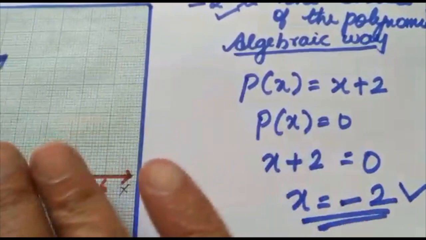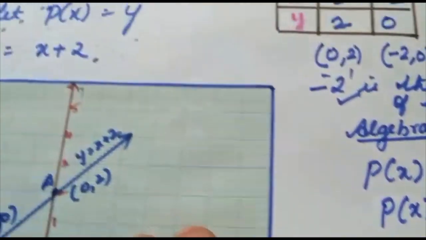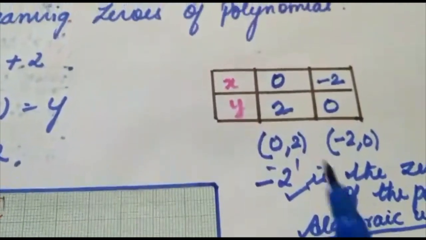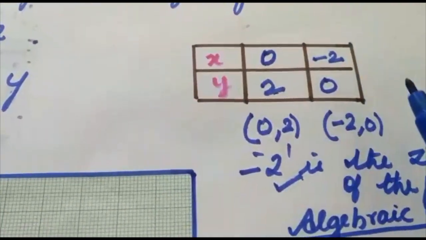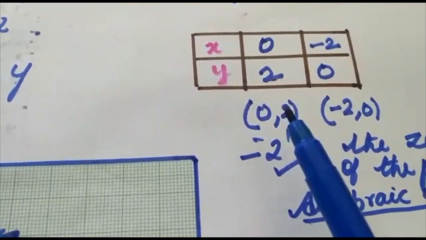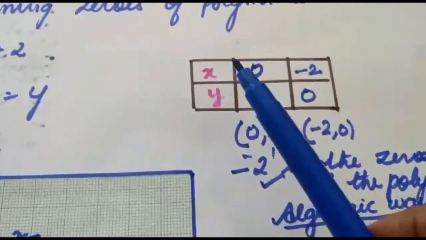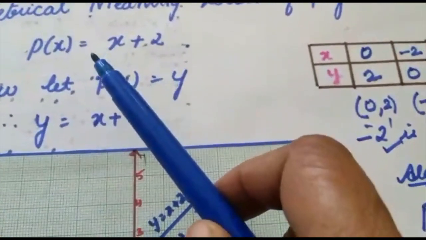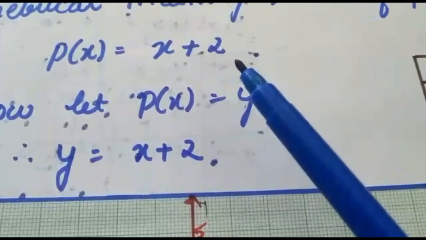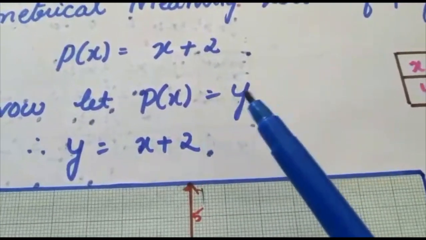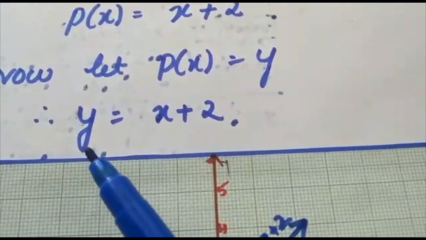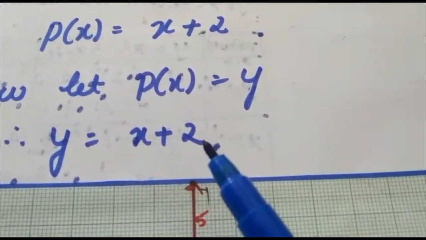The same sum we will do by the graphical method. How to do it by the graphical method? In 9th class you learned how to plot the points of x and y in the graph. For example, if you take p of x equal to x plus 2, let us assume p of x as y and take it as y is equal to x plus 2.